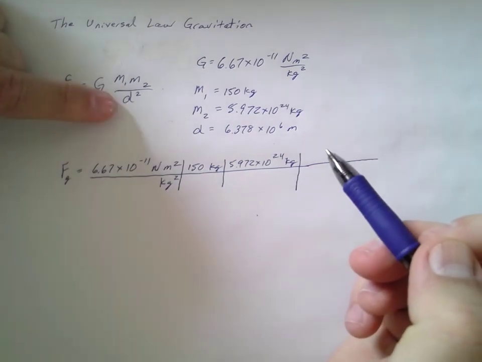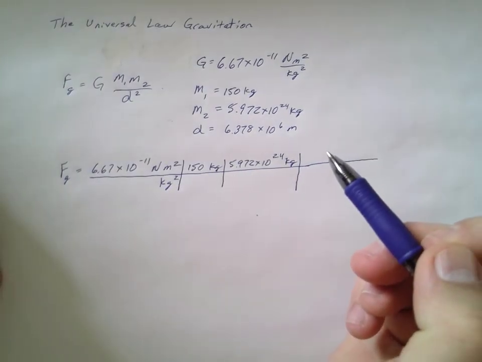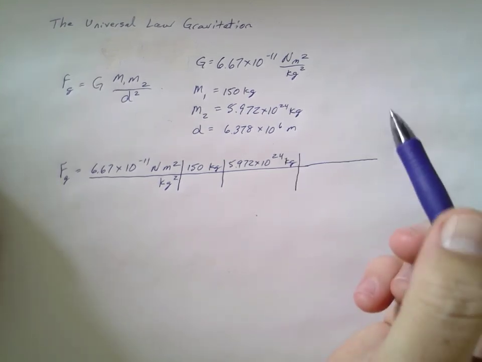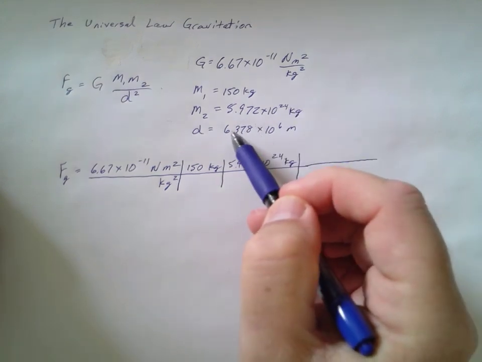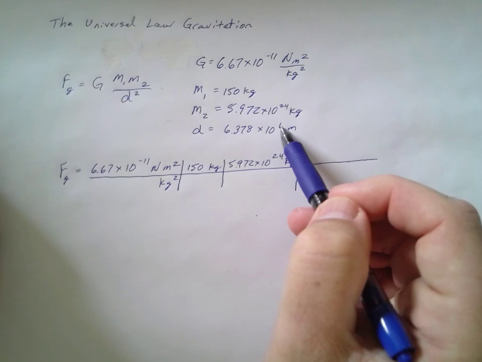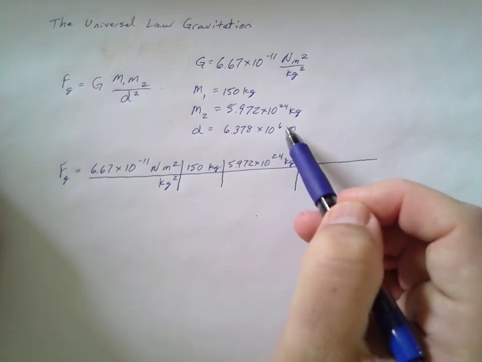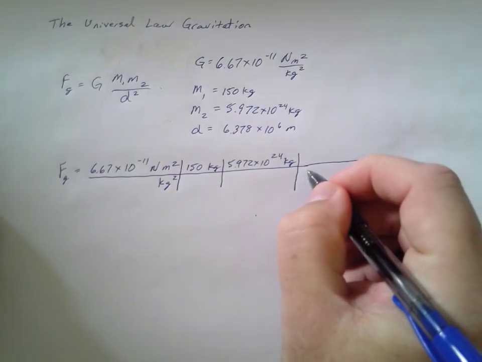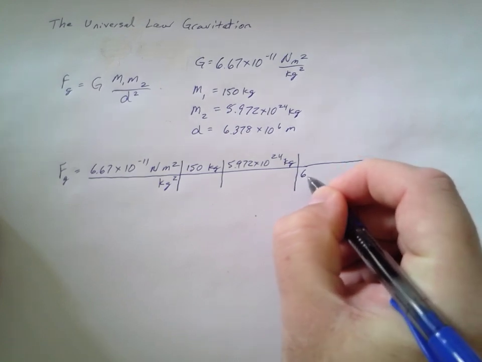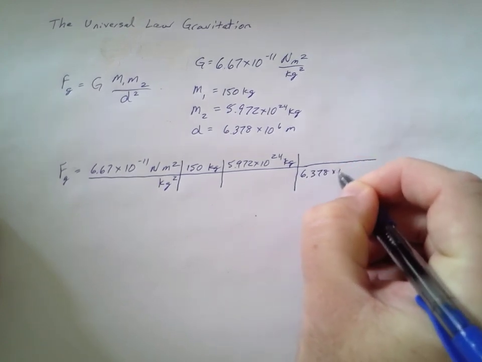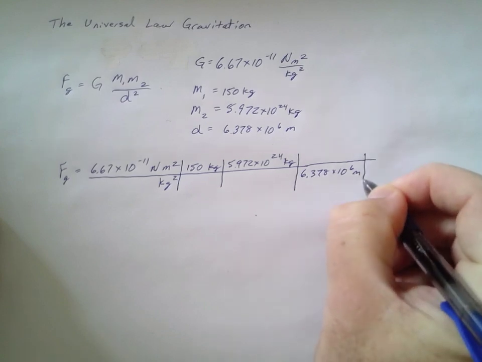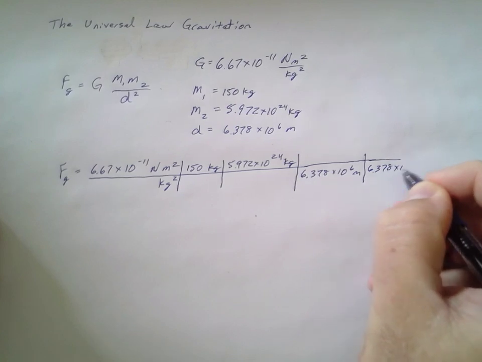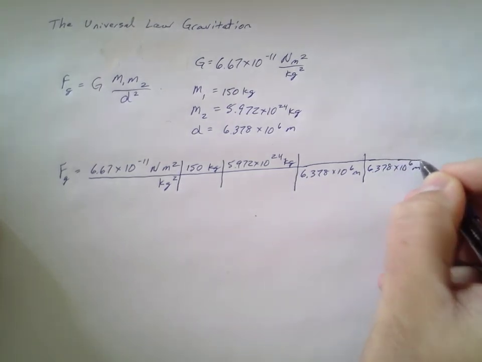And then I'm going to divide by my distance squared. Now, the distance is squared, so I'm going to put two distances in the bottom. If you square this, you've got to square both pieces, and when you square a power of 10, you multiply the 2 times the 6 to make 12. But I'll do it this way because it will be a tad bit easier: 6.378 times 10 to the 6 meters, and one more, 6.378 times 10 to the 6 meters.